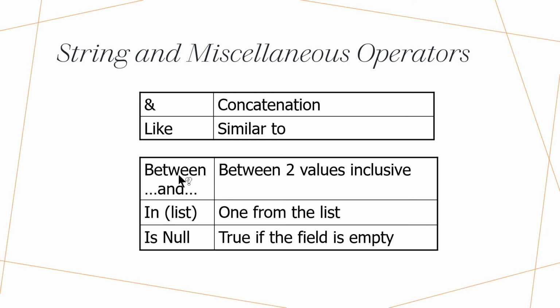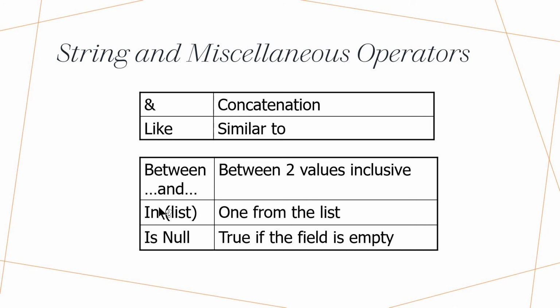The next one is the between and operator. In this case, it will determine whether a numeric value is found within a range. For example, between 10 and 20. It will check whether a number falls under the category of 10 and 20, that is from 10 to 20.